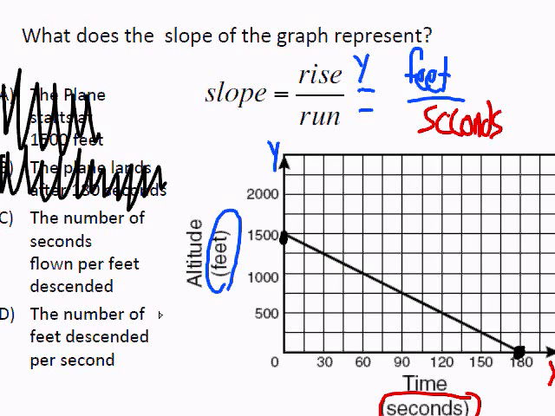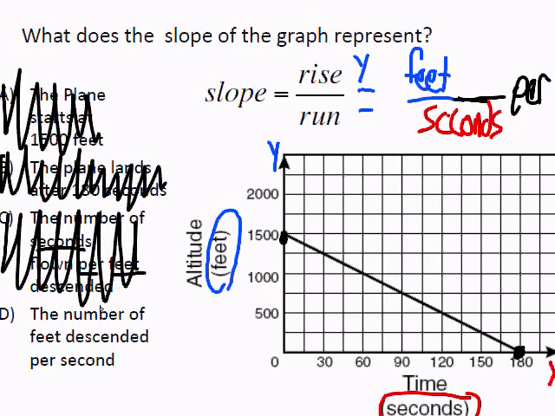C, the number of seconds flown per feet descended. Now this is almost it, because it has seconds per feet, and we don't want that. This little division sign right here means per, and it's always read top to bottom, so it should be feet per seconds. So C isn't it. It's got to be D, but let's read it just to make sure. The number of feet descended per second. Notice it says feet per second, and it also says descended, which has to do with the plane going down. So D in this case is completely correct and matches.